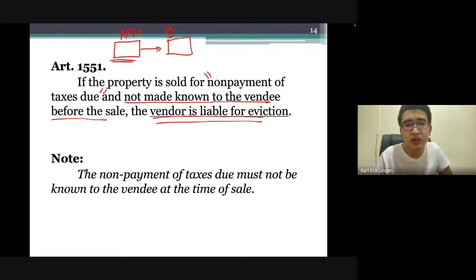Okay? Ngayon, ang ginagawa ng mga ibang may-ari ng lupa na hindi nakakabayad ng real property taxes, okay, the owner or the seller will sell that piece of land.